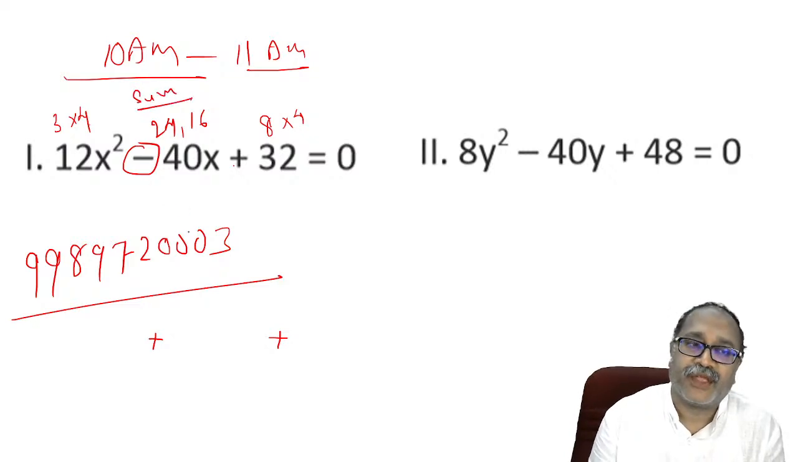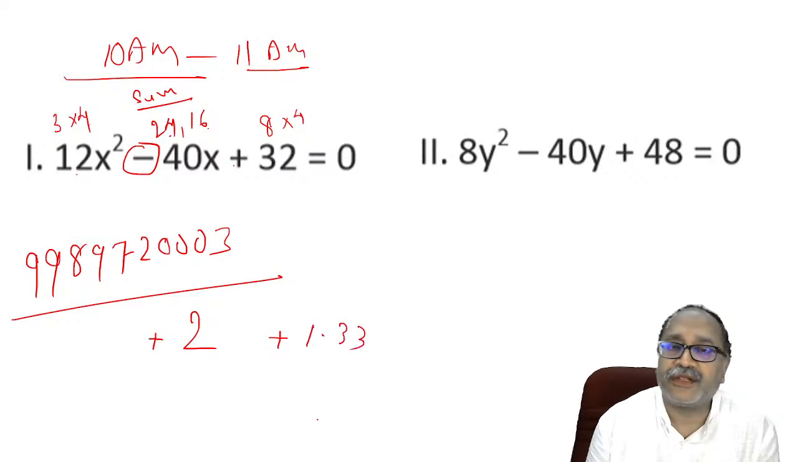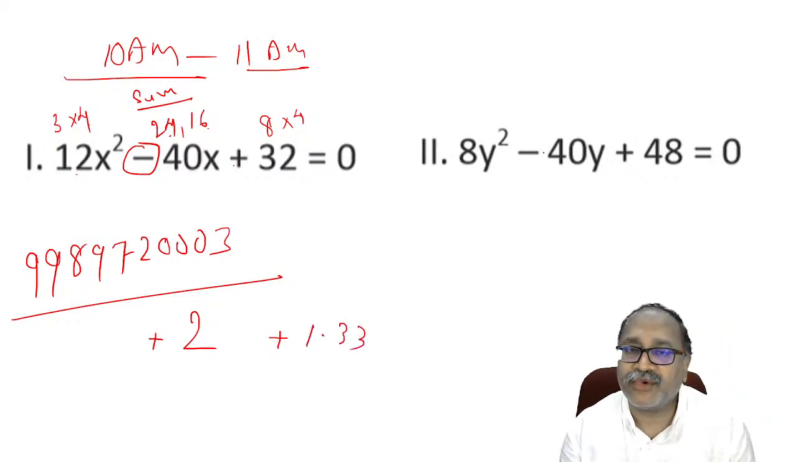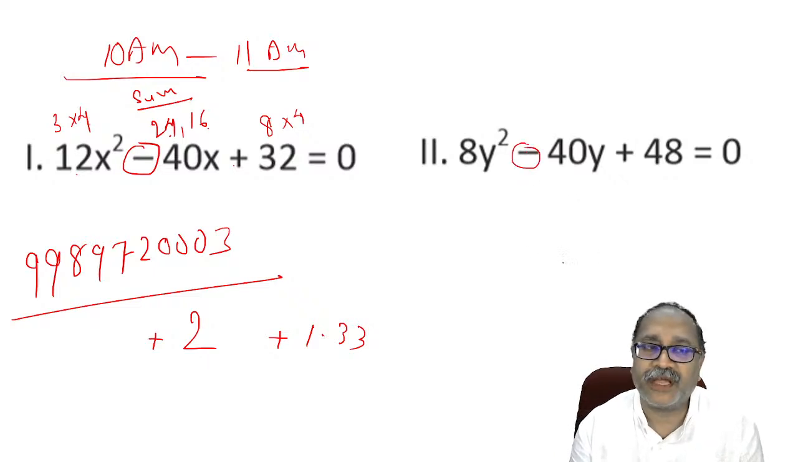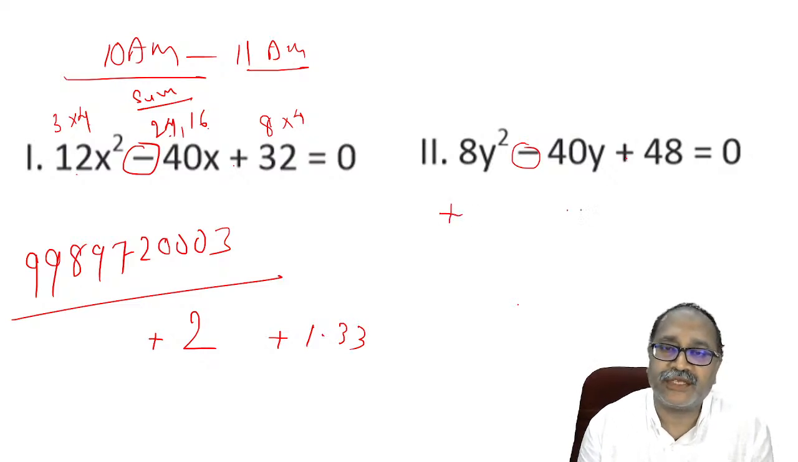You see that the sum is 40. Okay. So here 24 divided by 12 is 2, and 16 divided by 12 is 4 by 3, and 4 by 3 is nothing but 1.33. Let's come to this sign here. The minus will become plus, and the minus does not change the next sign.